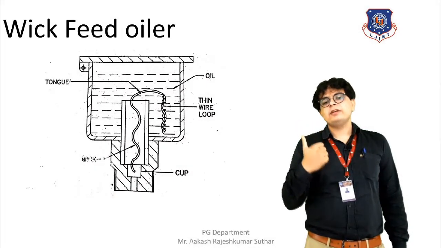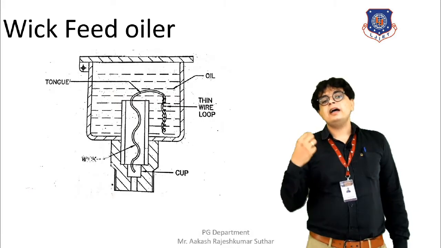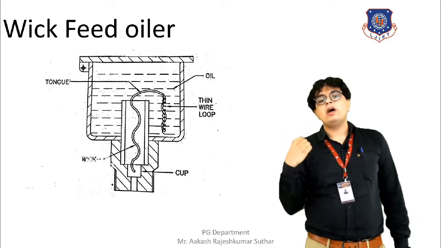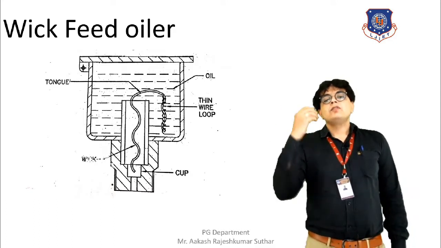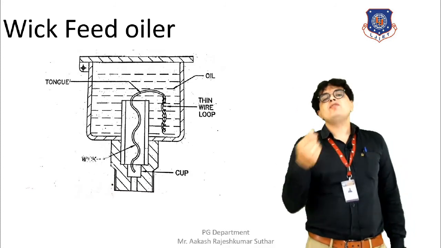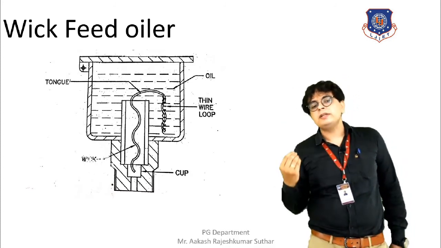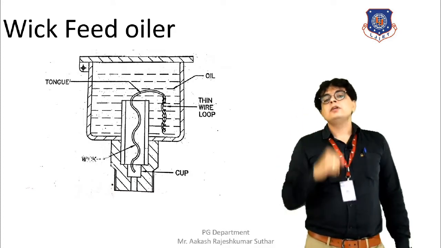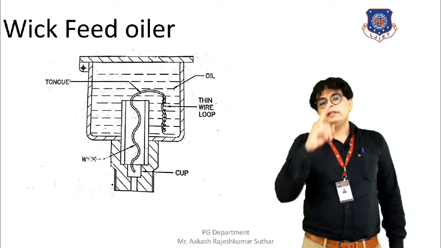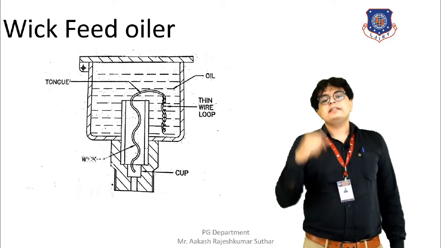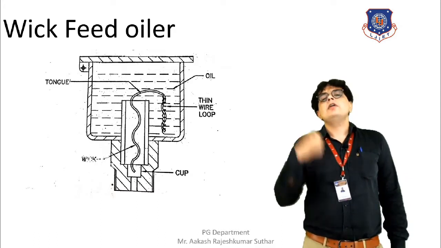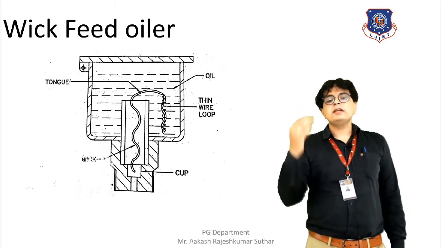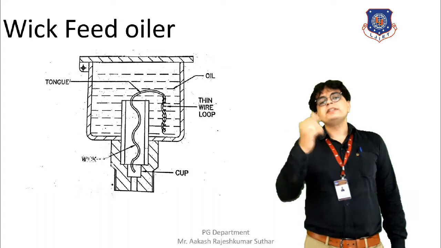So here is the diagram of the wick feed oiler, where we can see a thin wire loop coated wick that is immersed into the reservoir, and from which the lubricating oil will be absorbed into that wick, and under the capillary action it will move towards the other parts of the wick. And we all know that at the other end it is moving in the downward direction. So the gravitational force will also act, and as a result of the combined effect of the capillary action and the gravitational force, the wick will transfer the lubricant from the reservoir to the cup.